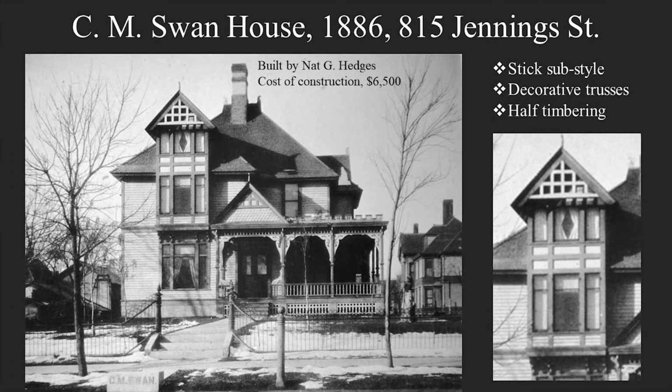The Charles M. Swan House was built in 1886, located at 815 Jennings Street. This house was built by Nathaniel G. Hedges. The cost of construction was $6,500. Now this is a subset of Victorian architecture. This is called the stick substyle, and it is defined by decorative trusses.